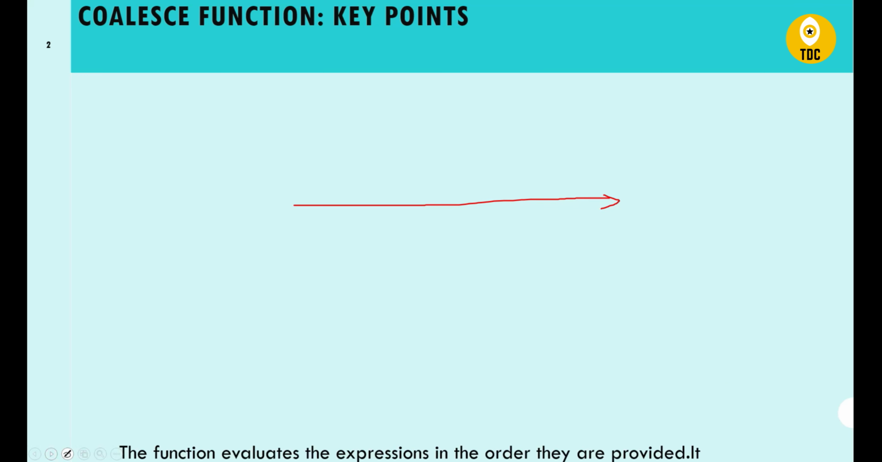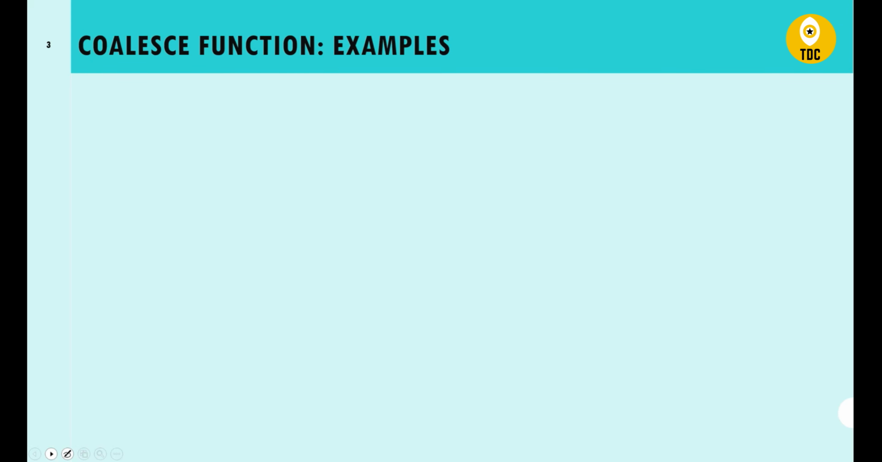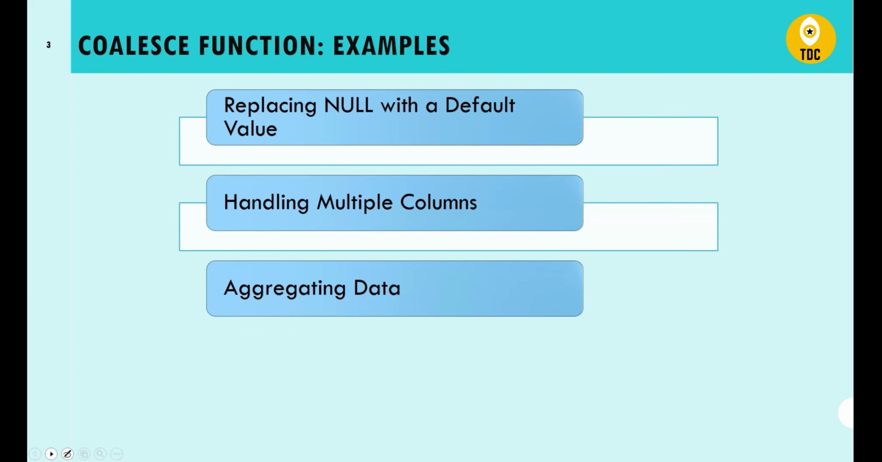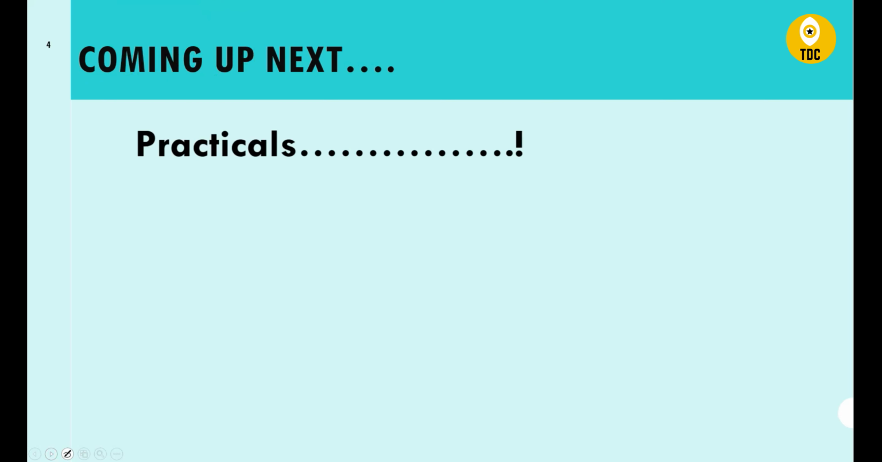Basically, as you see, the function evaluates the expressions in the order that is provided. It returns the first non-null value it encounters. If all the expressions are null, Coalesce will return the null value. This makes sense when you see different examples, like we can apply it for replacing null with default values. There might also be cases where you want to apply it in handling multiple columns, aggregating data, and nested use in complex queries, right? All these examples we'll be seeing now in the practicals.